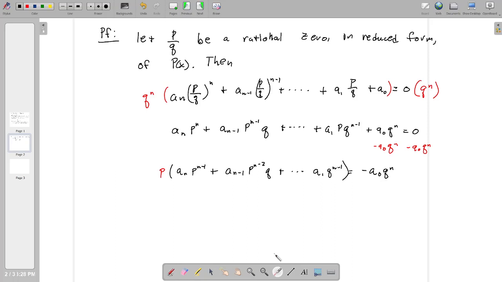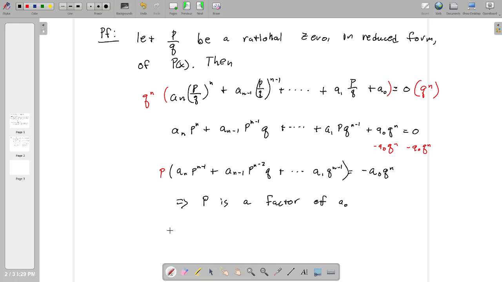Right. Now, think of this entire thing as a number. We have a number here times p is equal to a number times q to the n. Now, if we remember our factorizations, and we also remember that p over q was in reduced form, what that means is that p and q share no factors. That means that p has to be a factor of a sub 0. It must be a factor of a sub 0. This then implies what we want to show: p is a factor of a sub 0.